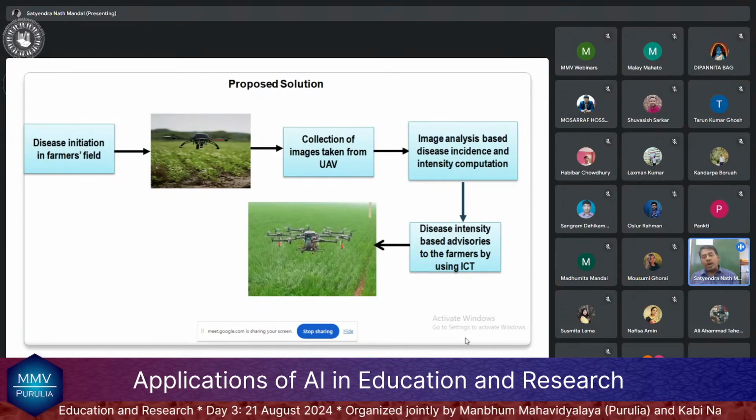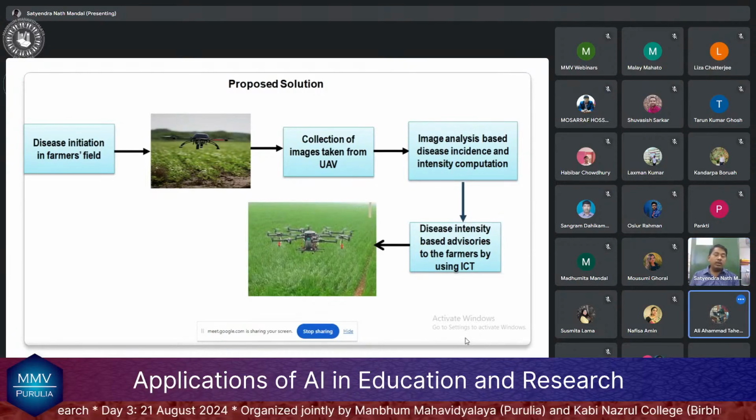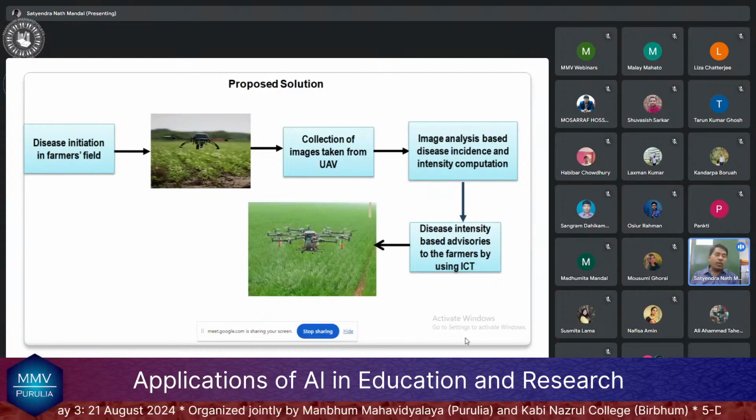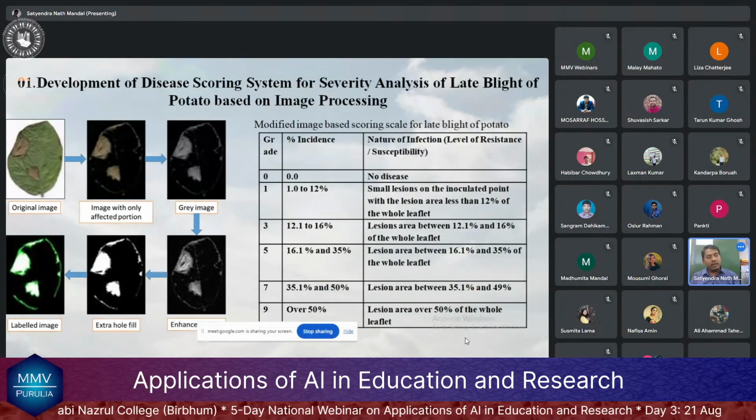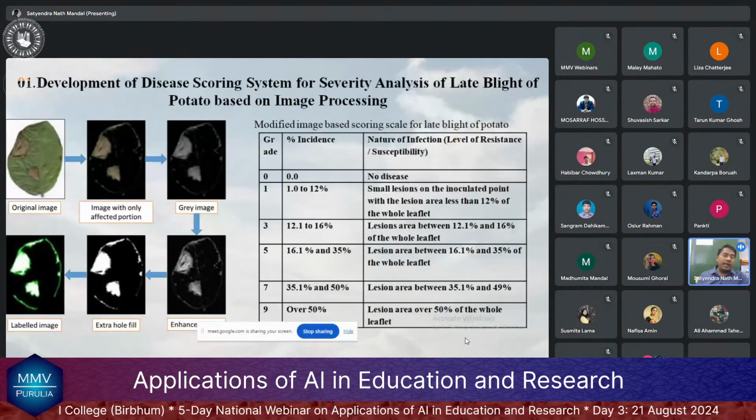We did a lot of work using this concept, and we found that it works, though some modification is needed. This is the first one. Suppose we capture that something is happening in the field. This is a leaf picture, and this is from a potato field. These fields contain the late blight disease.